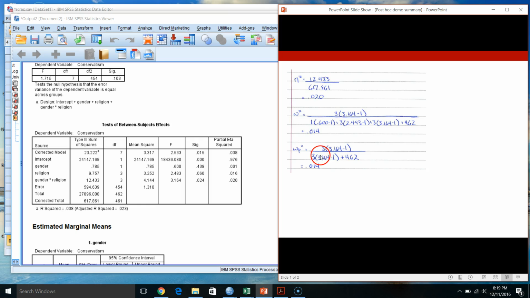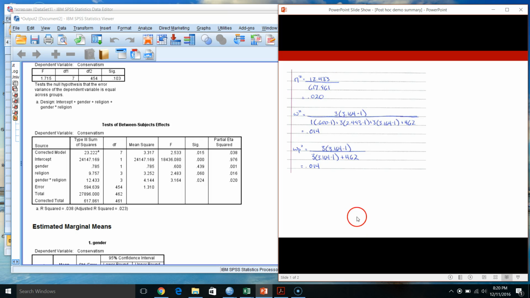If we go through calculate our partial omega squared, again, what we would interpret this as saying, we would guess that the interaction of gender and religion would account for about 1.5% of the variability in conservatism within the general population. Okay, remember that our eta squared and our partial eta squared, these are descriptive statistics talking to the sample. Our omega and partial omega statistics, these are going to be more appropriate for population effects.